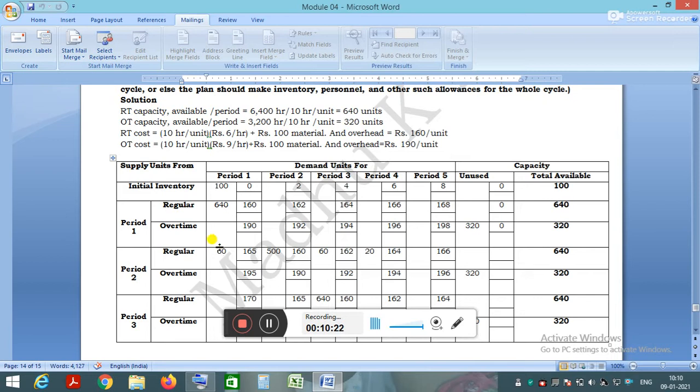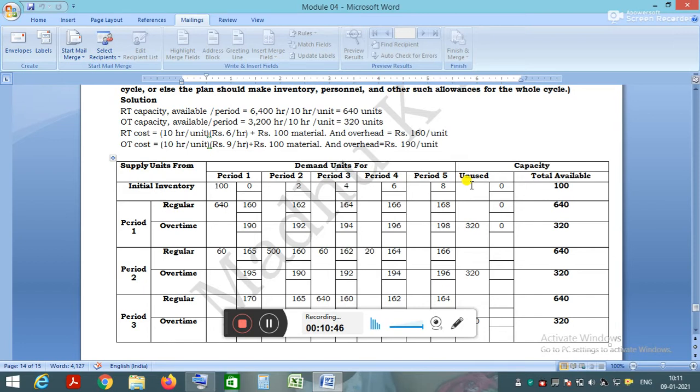The initial inventory available is 100, so the total available is 100. And the inventory cost is 2 rupees, which he has given in the problem. It increases with periods per unit: 0 for the first period, for the second period it is 2, for the third period 4, 6, 8. It goes on increasing.